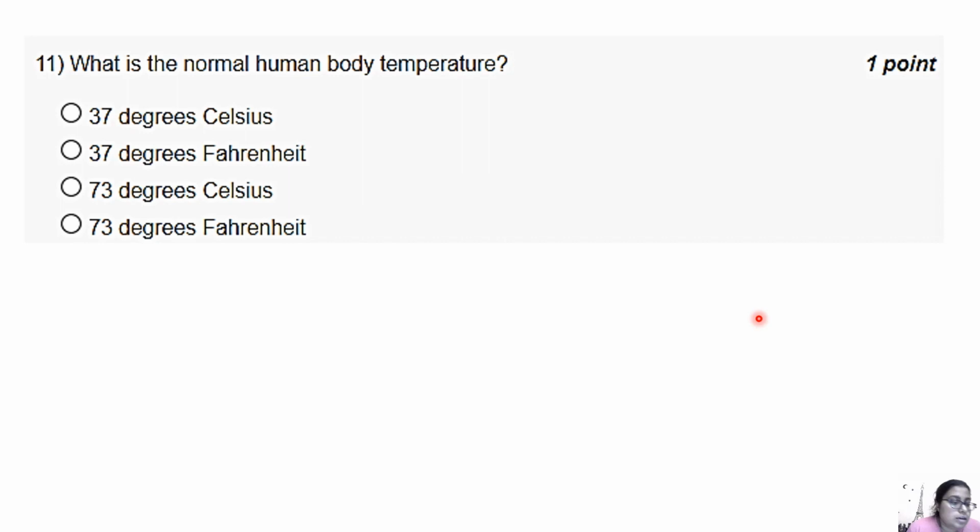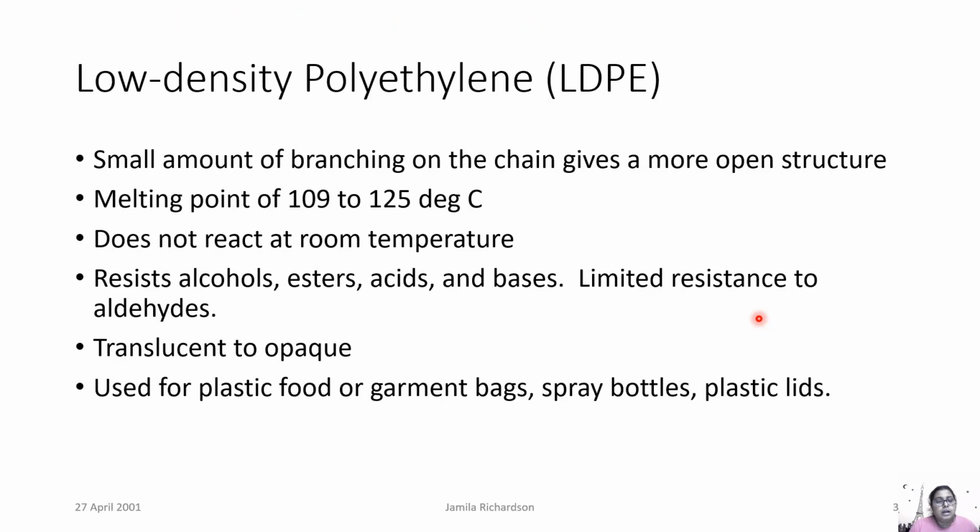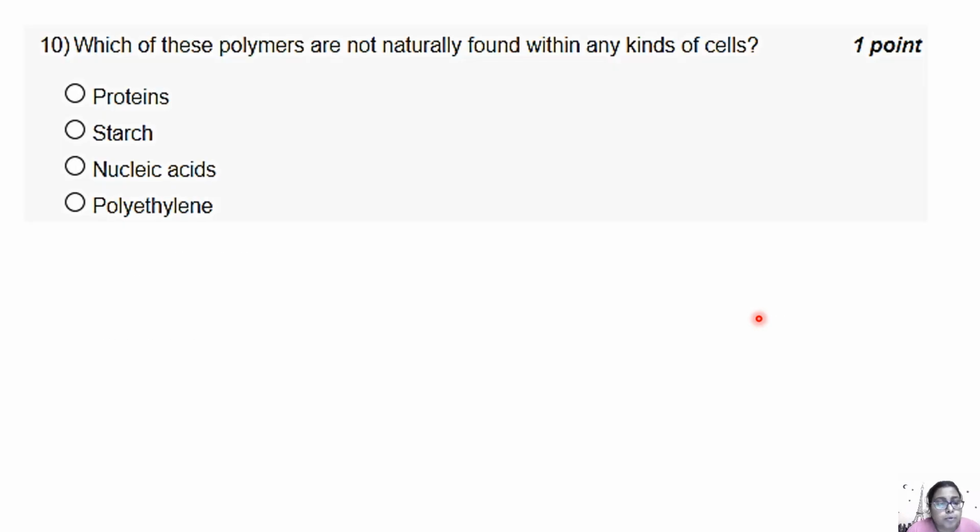Our question was, let me go back to the question, which of these polymers are not naturally found within any kind of cells. Obviously, protein, starch, and nucleic acids can be found. Polyethylene is not naturally found within any kinds of cells.